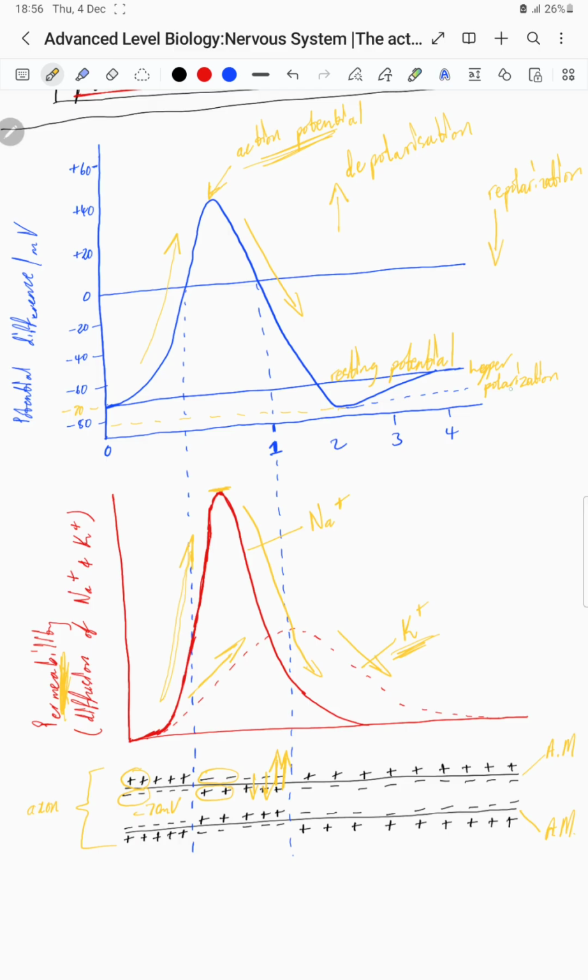So we have talked about hyperpolarization. We say this is due to the potassium gates closing very slowly. This is why these graphs are closing at different positions. You can see this one is closing first and this one is closing at a later time.